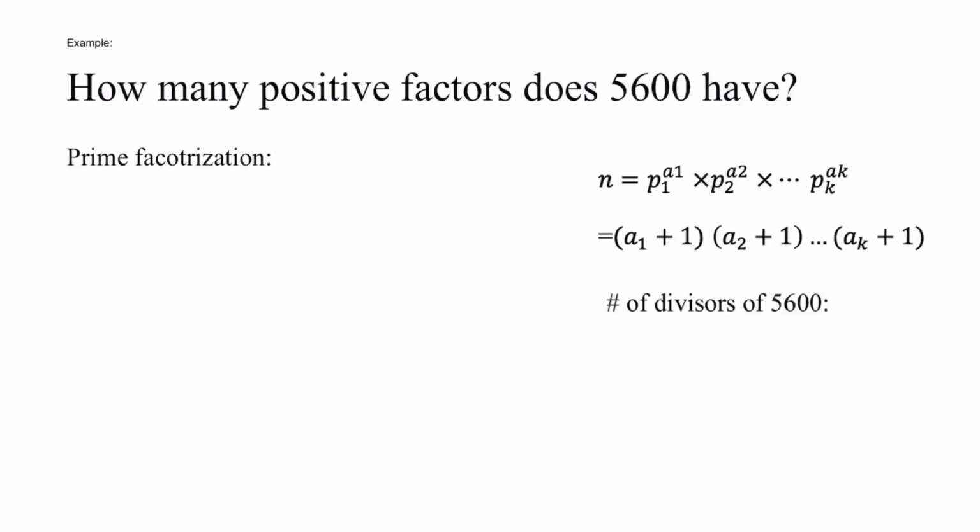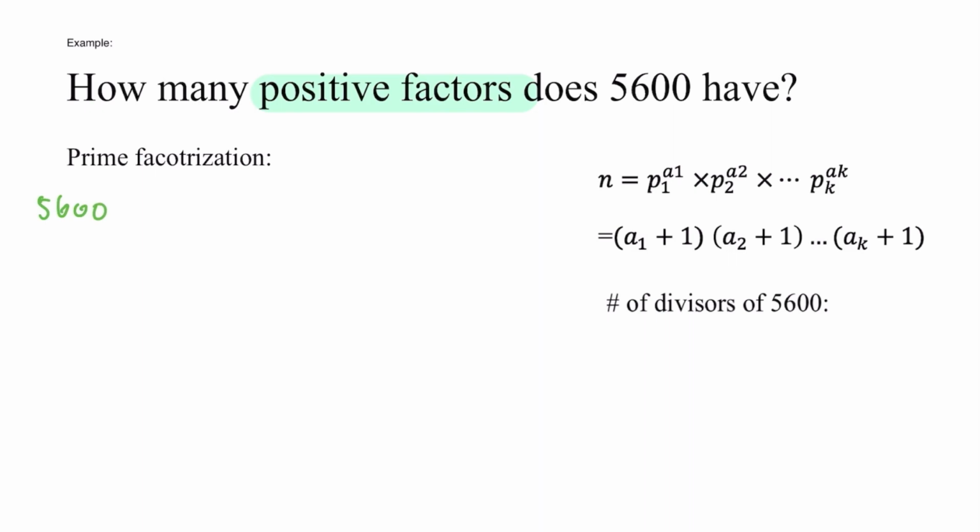For instance, the question might ask you, how many positive factors does 5600 have? Pause the video and try to do it on your own first. So as mentioned above, we're trying to find the positive factors of such number n. So find the prime factorization of 5600 first.